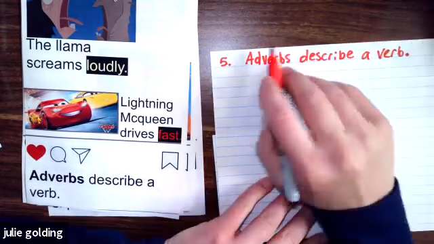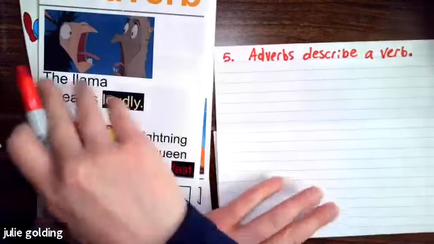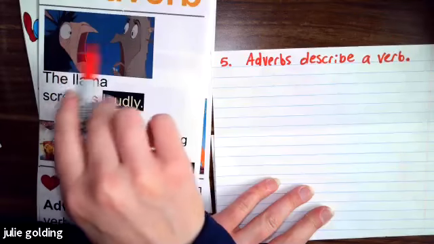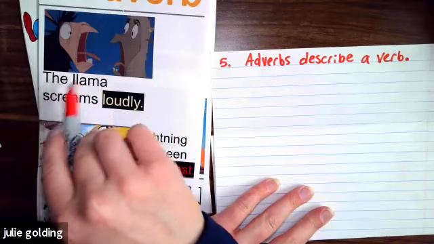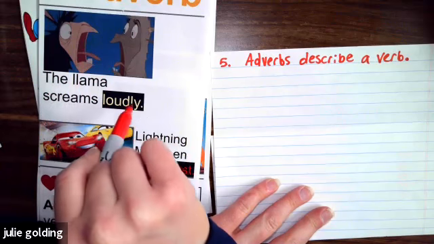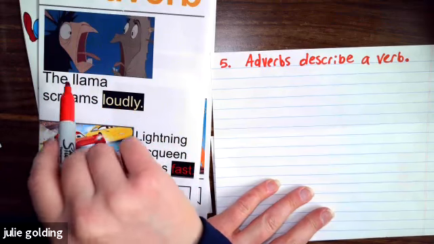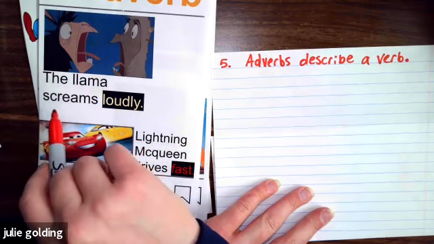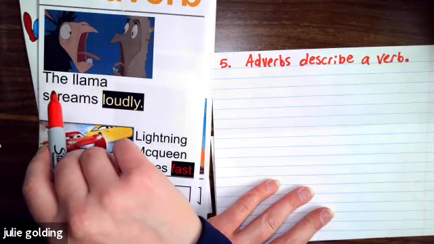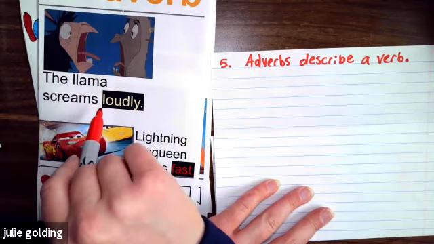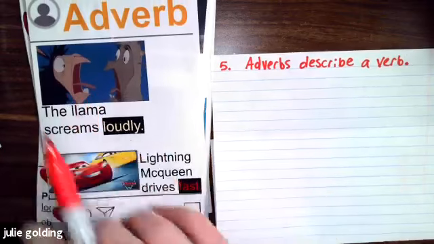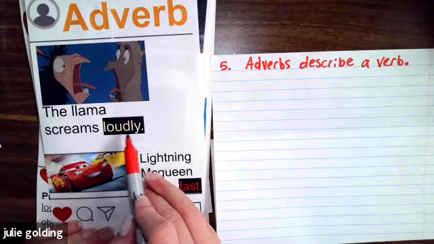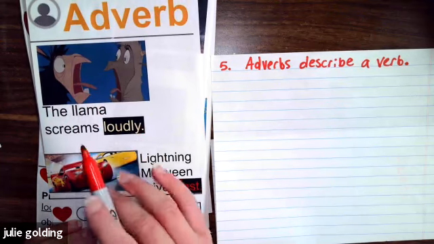So here are some examples. The llama, the type of animal that they are called llamas. The llama screams loudly. So the verb is screams. What are they doing? They are screaming. The verb is scream. The noun is llama. And the adverb is loudly. How are they screaming? They are screaming loudly.